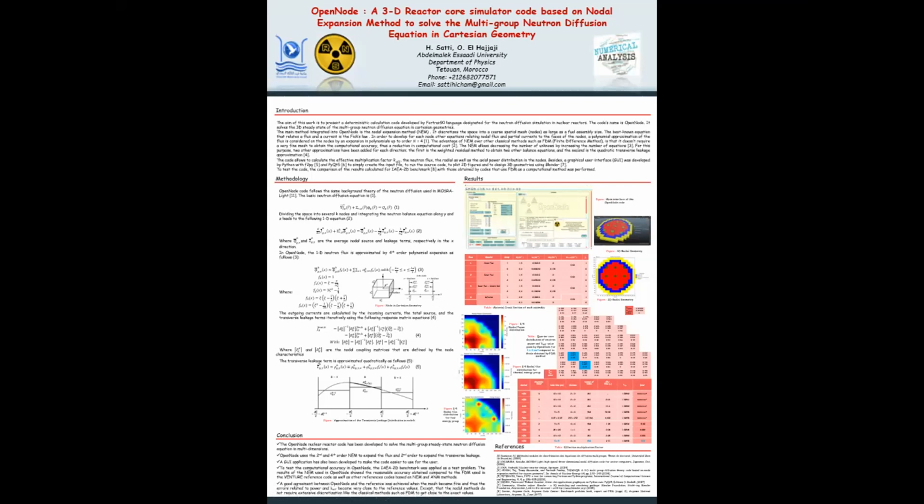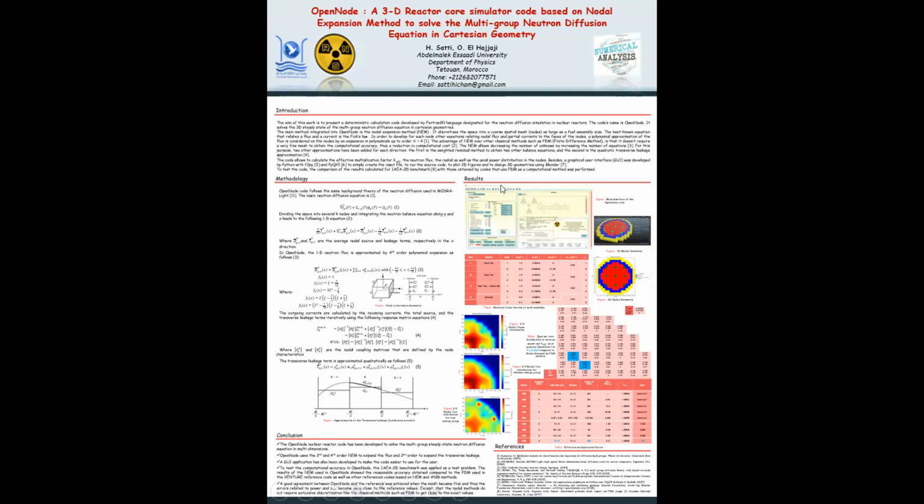The second one is to calculate the transverse leakage terms by approximating the distribution in the node of interest by a quadratic formula using the average value of the transverse leakage of the node of interest and its two neighboring nodes. So let us see the results.